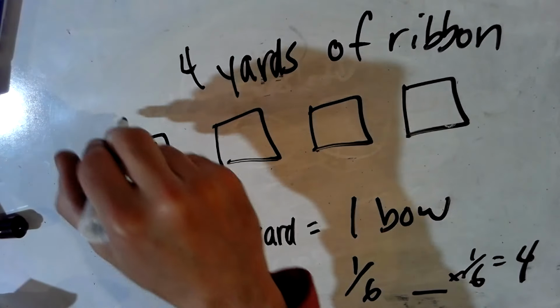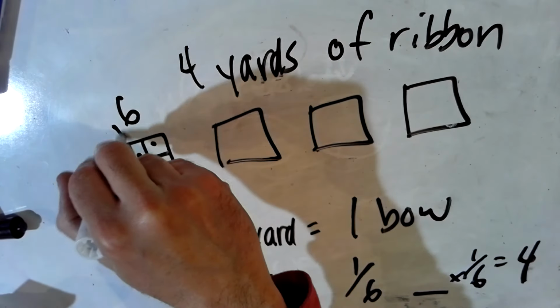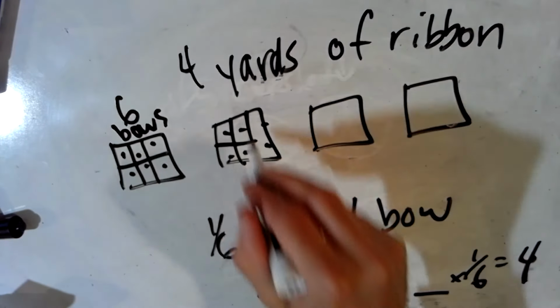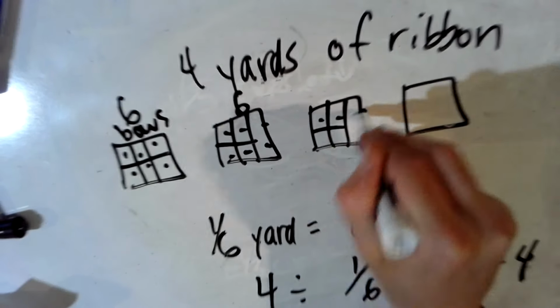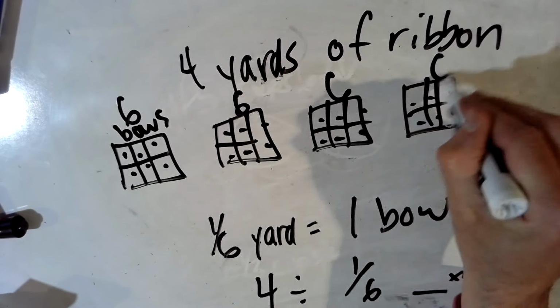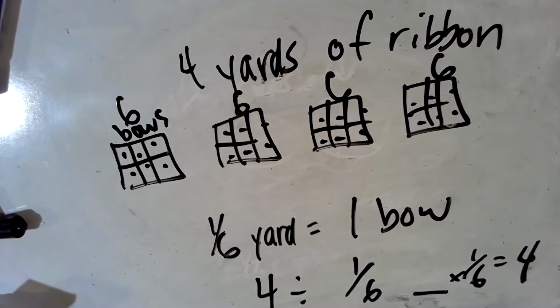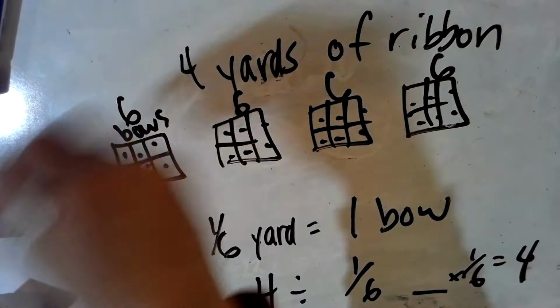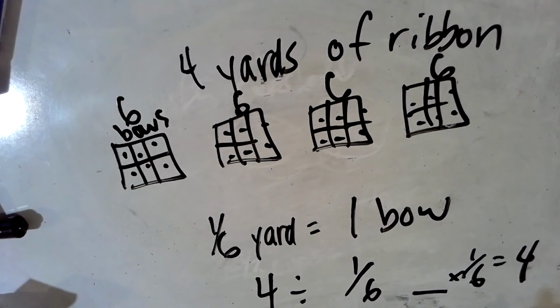So for 1 whole yard, you can make 6 bows. 6 more bows. 6 more bows. 6 more bows. So 4 divided into groups of 1/6. How many 1/6 are there in 4?